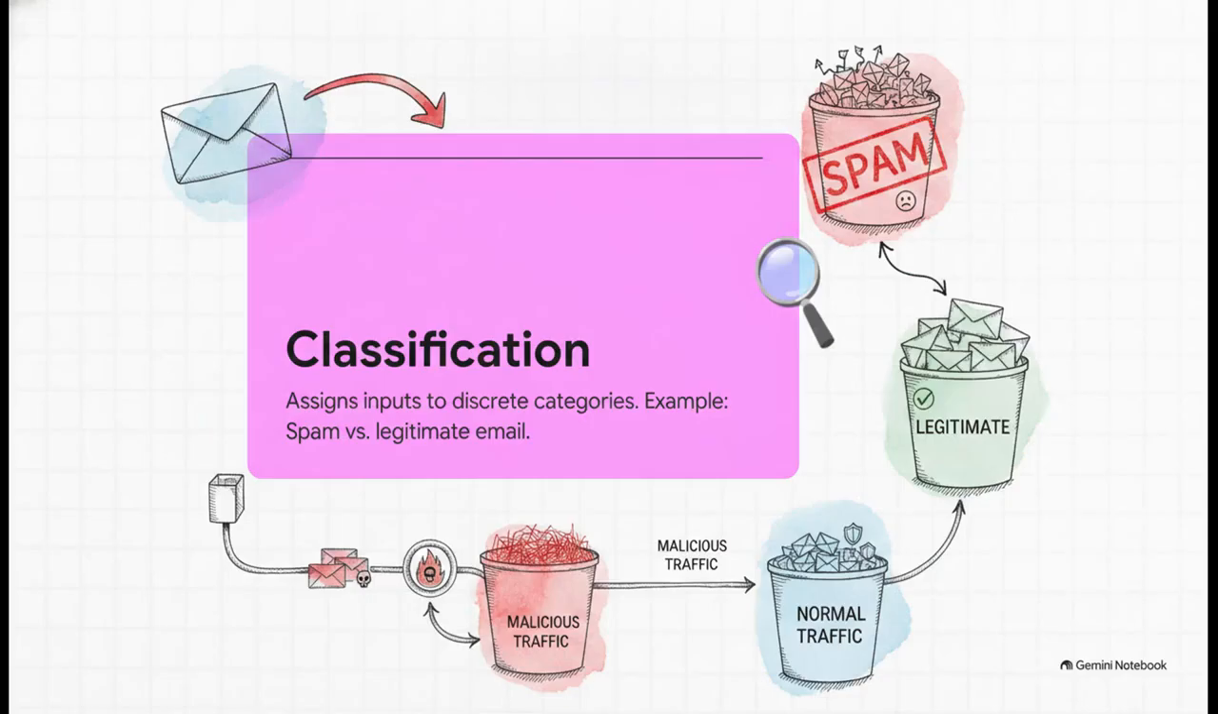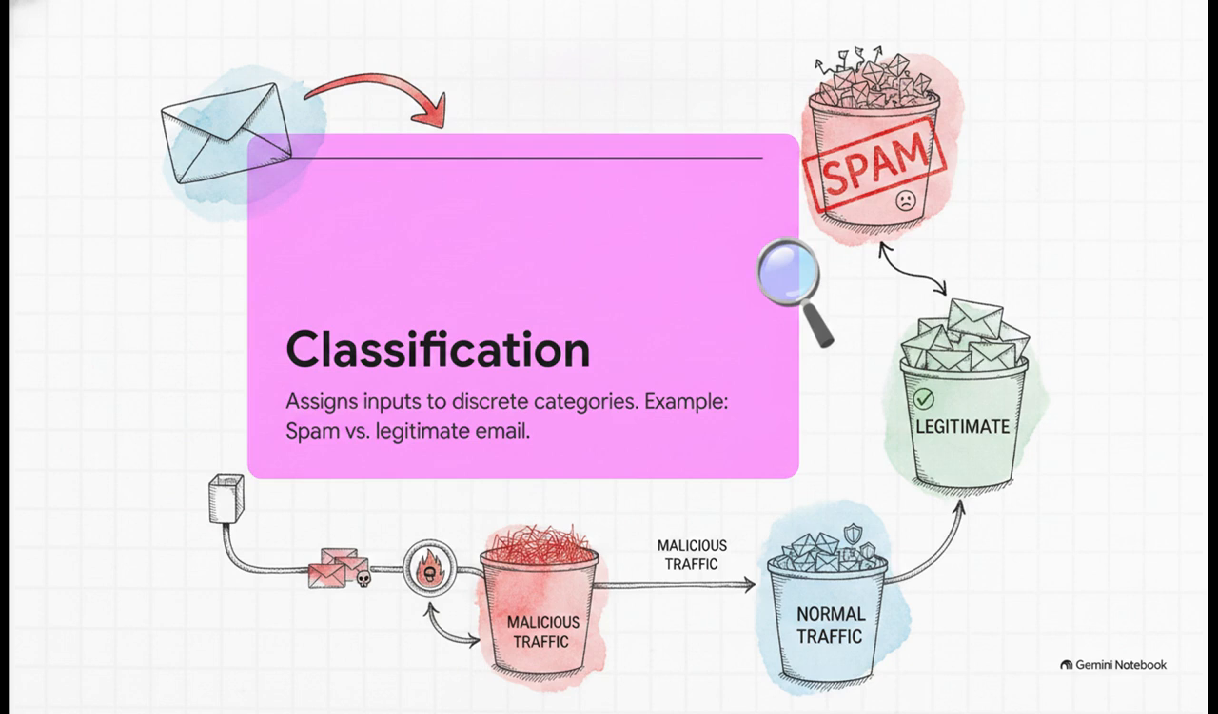Next up, we have classification. Instead of a continuous number, this algorithm assigns inputs into discrete, predefined categories. You've probably interacted with this countless times today alone. A super basic example is your email filter, classifying messages as either spam or legitimate. But when we talk about daily network operations, classification is a real game changer.